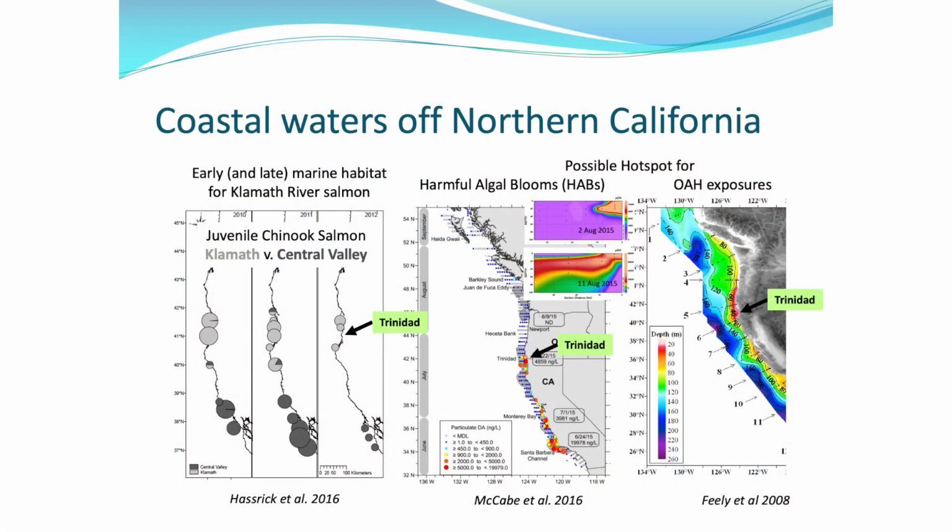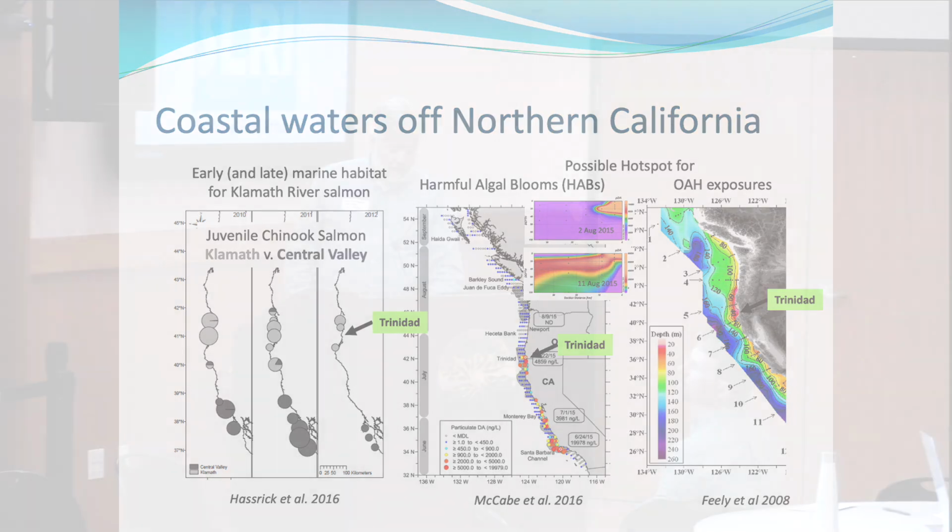You all know that's an important place, not just because of the bay. It's the home both for early marine life and the returning adults of Chinook salmon, from the Klamath in particular, and the Eel. We have been identified as potential hotspots for harmful algal blooms and exposures to ocean acidification and hypoxia. So these are all dynamics that we're worried about. So what do we do out there?